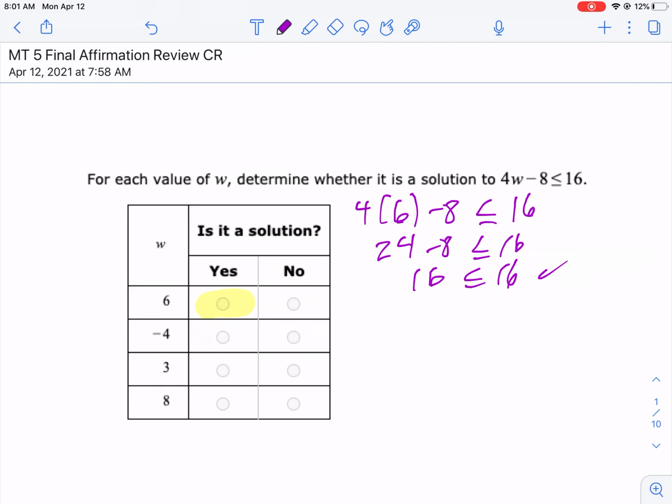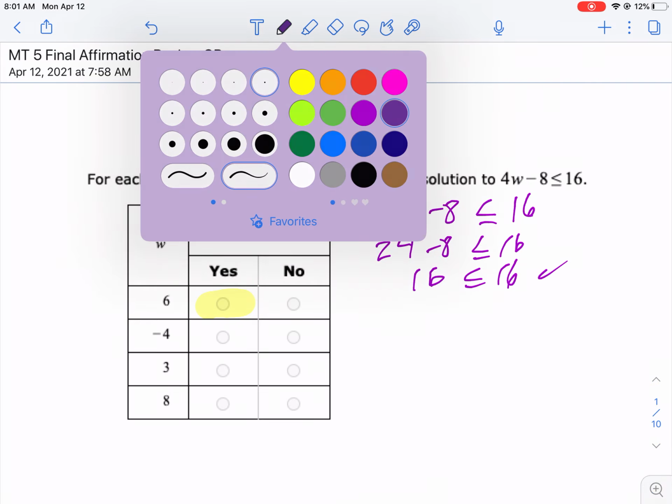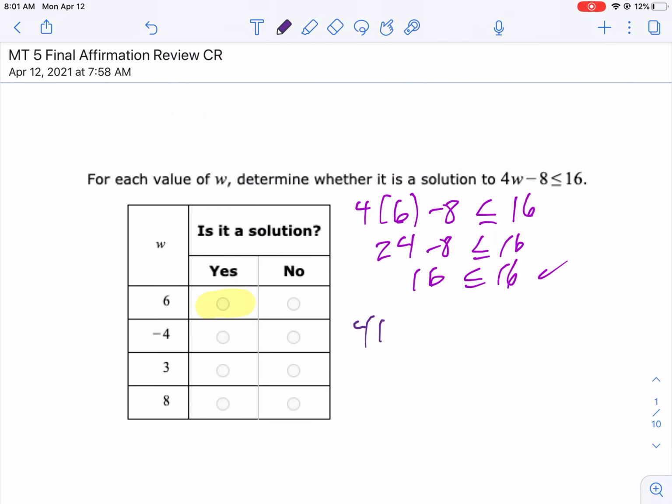Let's try negative 4. 4 times negative 4 minus 8. So you get negative 16 minus 8. And negative 24 is indeed less than or equal to 16. So that one's also a yes.